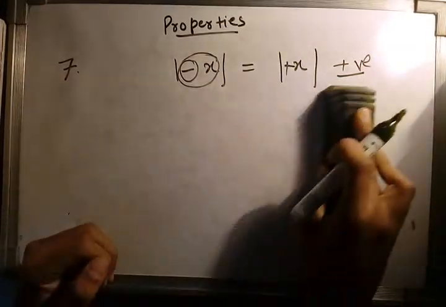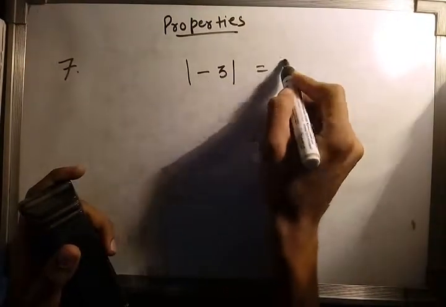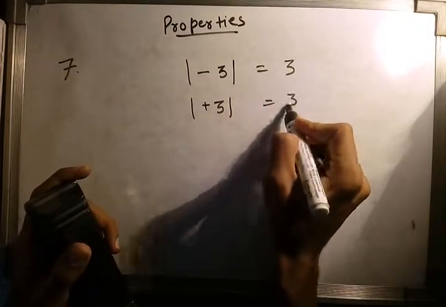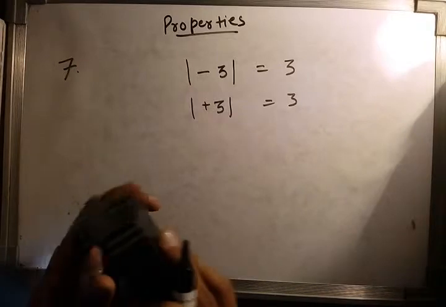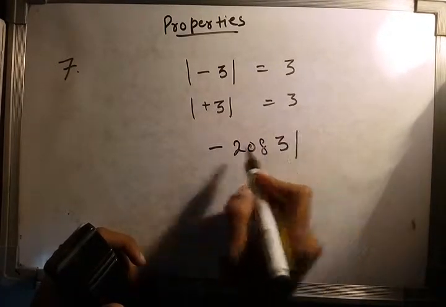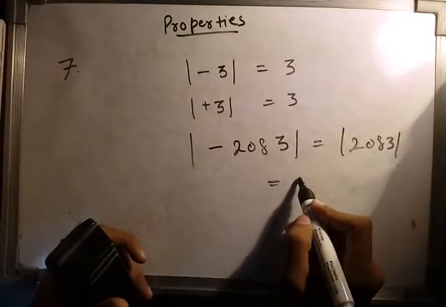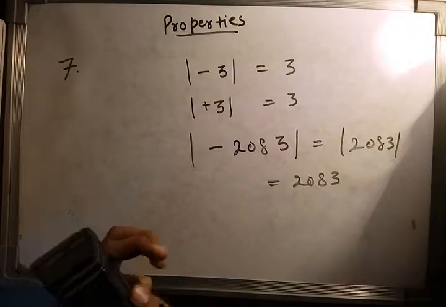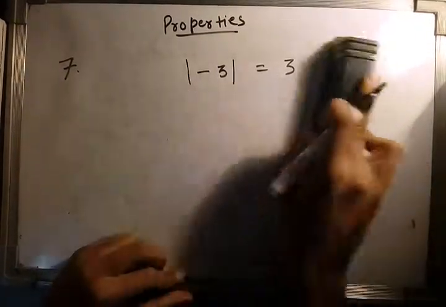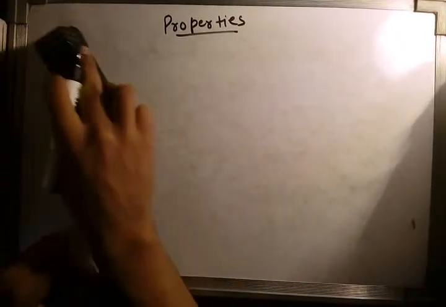Let me show you with an example. Modulus of minus 3 is equal to 3, and modulus of plus 3 is also equal to 3. So it doesn't matter which sign is inside. And if we take modulus of -2083, it becomes equal to modulus of 2083, which is equal to 2083. Modulus is actually only the distance between the number and the zero point. So that's why this property is true.